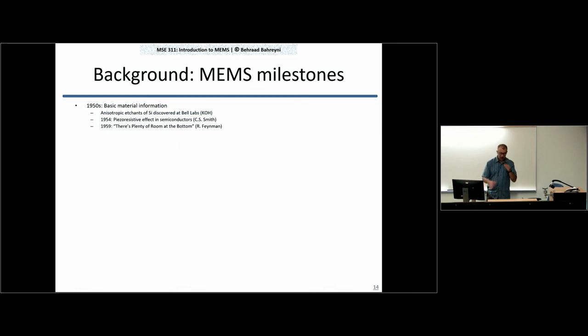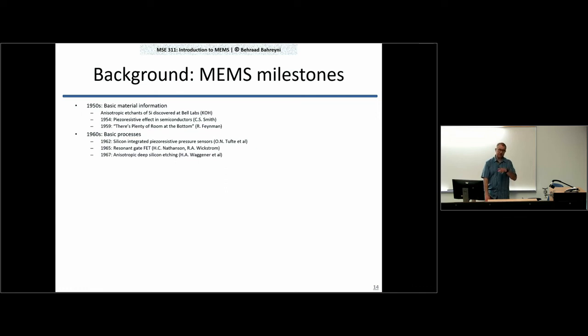So if you want to look at the MEMS specific milestones, in the 50s, people noticed some interesting mechanical properties of silicon and germanium, starting with the piezoresistive properties. They noticed that the resistance of these materials, these semiconductors, changes in response to a mechanical input. So that should ring a bell, and that should basically light up with a light bulb above your head, that maybe I can use this for sensing applications.